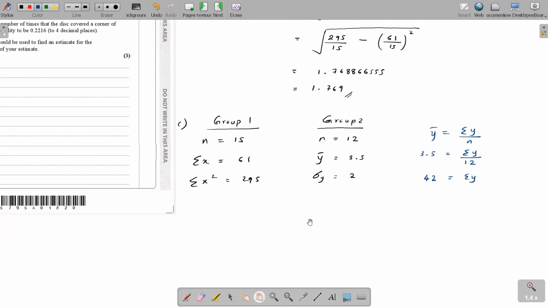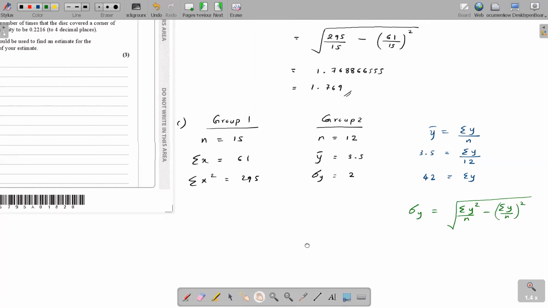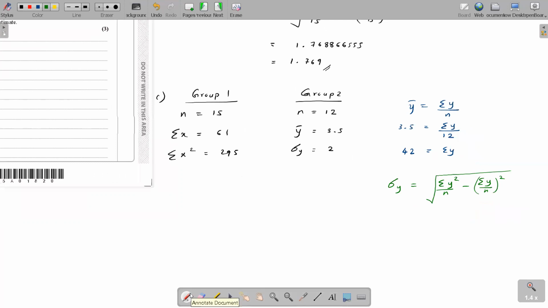Likewise, get the standard deviation equation. Standard deviation is the square root of sigma y square over n minus sigma y over n, whole thing squared, right? Are you guys getting this? Because it's 7 marks, there's a lot to do here. The standard deviation is 2, right? So this whole thing root, sigma y square is what I don't know. n is 12. Sigma y we found to be 42, over n 12, whole thing squared.